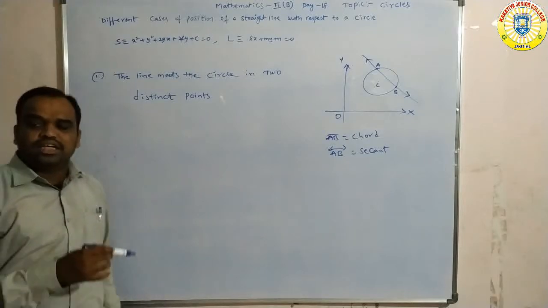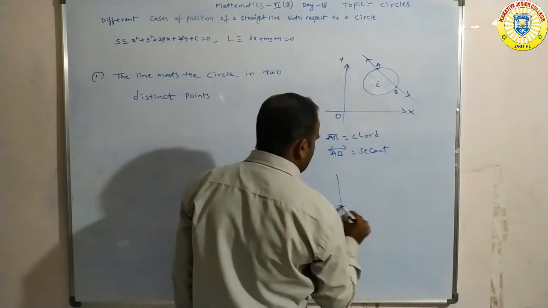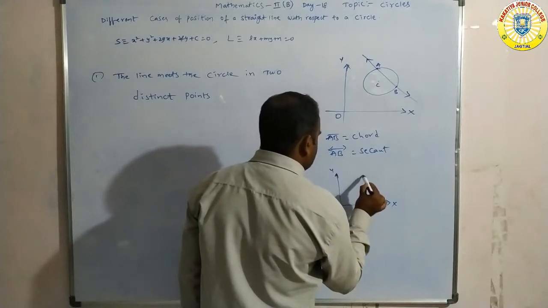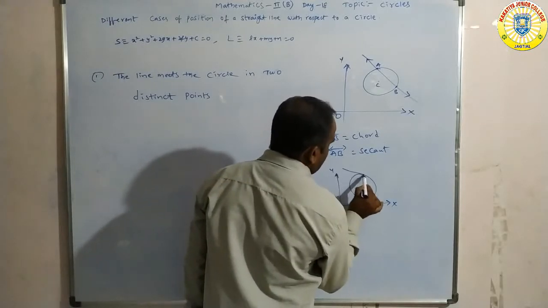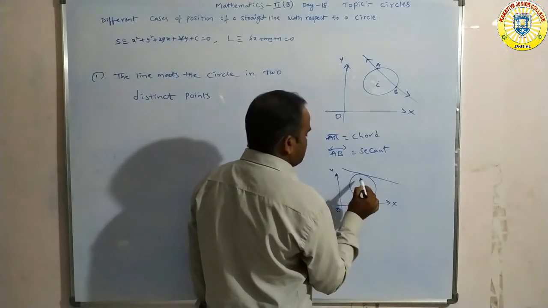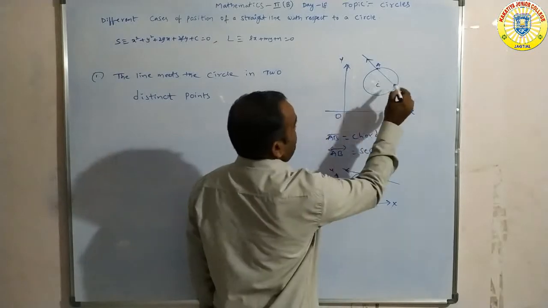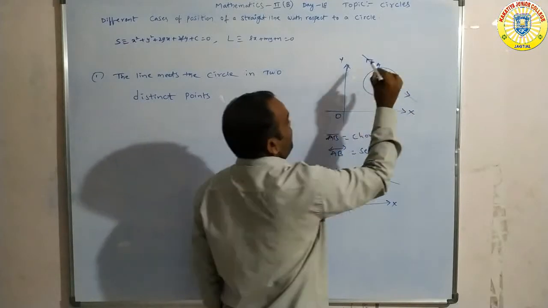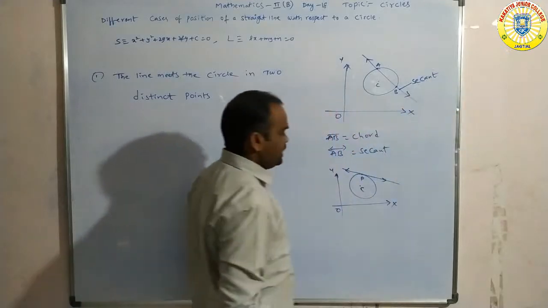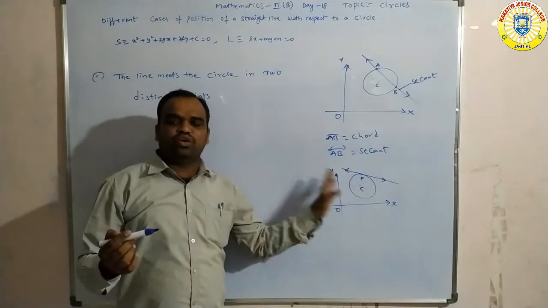Next, our second case: the line meets the circle in only one point, like this one. This is the origin, this is the x-axis, this is the y-axis. There is a circle. The line meets only one point. This is the point of contact P. So you observe, the line that meets the circle in 2 points is called a secant. Otherwise, the line meets the circle in one and only one point.